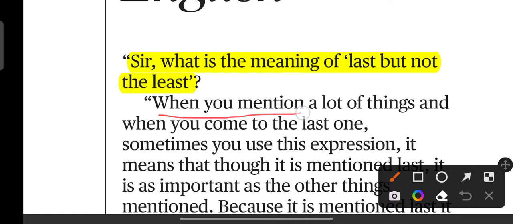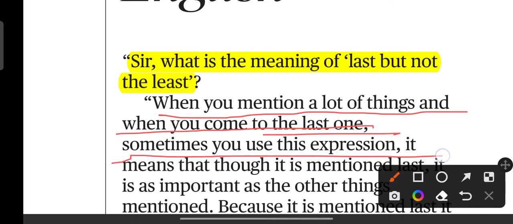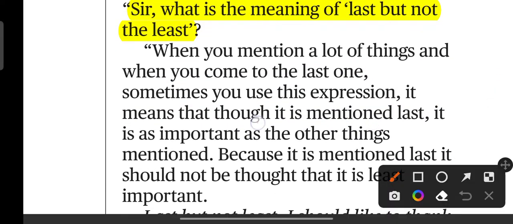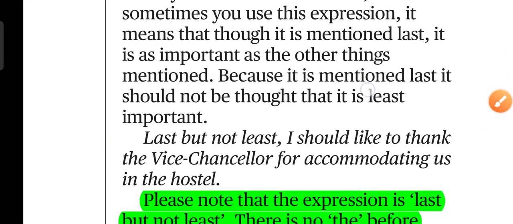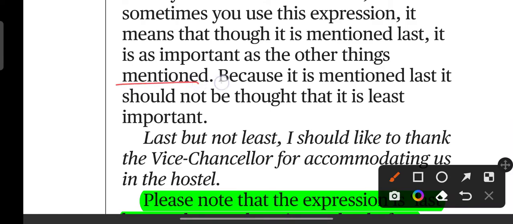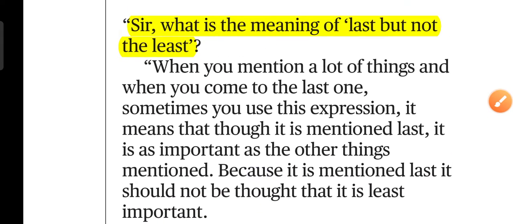When you mention a lot of things and when you come to the last one, okay, for example, you are mentioning something, and when you come to the last one, sometimes you use this expression. Okay, it means that though it is mentioned last, it is as important as the other things mentioned. Because it is mentioned last, it should not be thought that it is least important. Okay, so let's understand with one example.